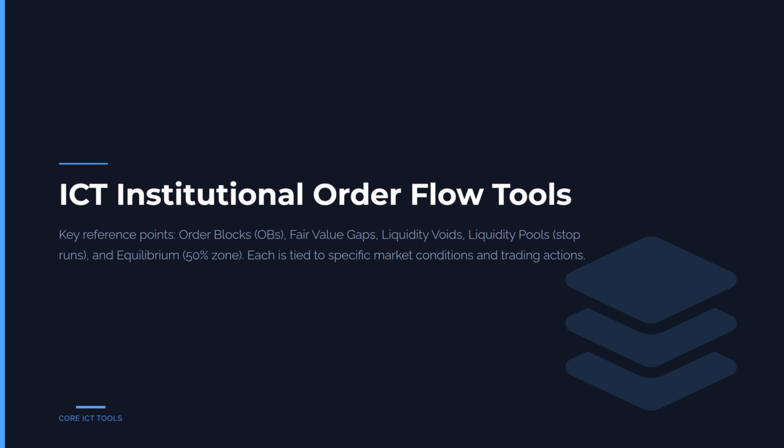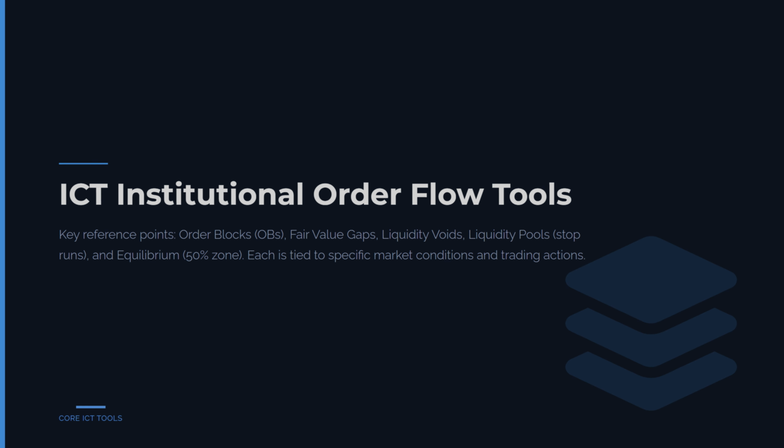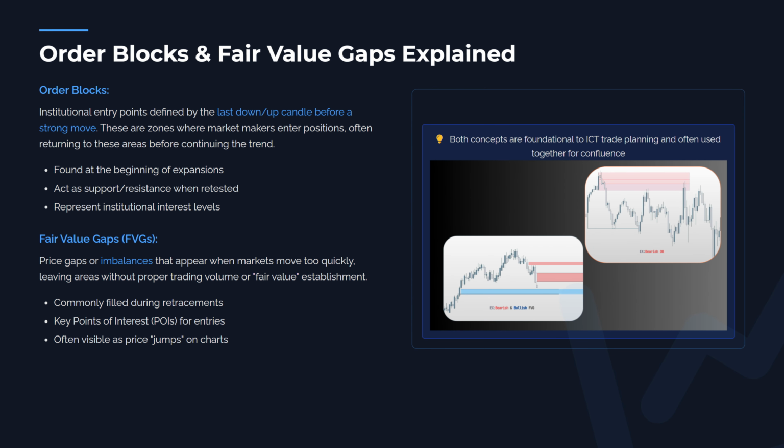Now, here's the beautiful thing about these tools. They're not based on complicated mathematics or subjective interpretation. They're based on the actual footprints that institutions leave behind when they trade. It's like following a trail through the forest. Once you know what to look for, the path becomes obvious. Over the next few slides, we're going to explore each of these tools in detail, so you'll know exactly how to use them in your own trading. Let's dive deep into two of our most powerful tools, order blocks and fair value gaps.